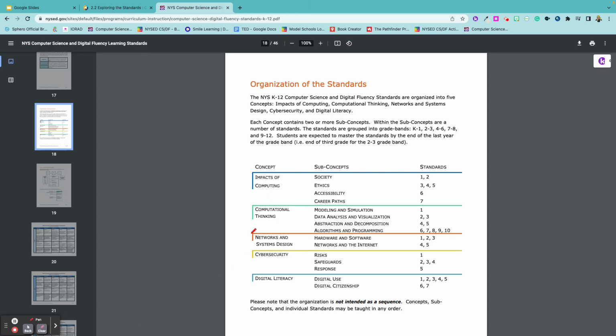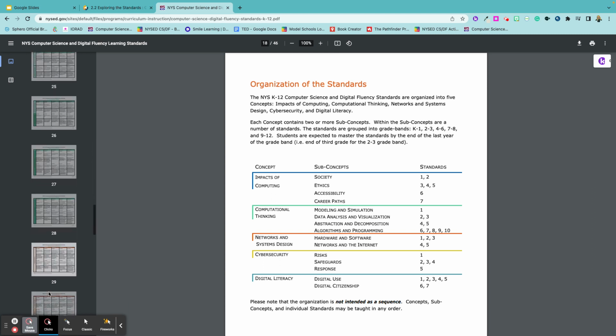So let's take a look at the networks and systems design concept area. You'll note that it's broken down into two sub-concept areas, hardware and software and networks of the internet, and there are five standards within this area. So a little bit smaller area compared to the ones that we've looked at so far, but it does have some really interesting information that we want to make sure our students are comfortable with.